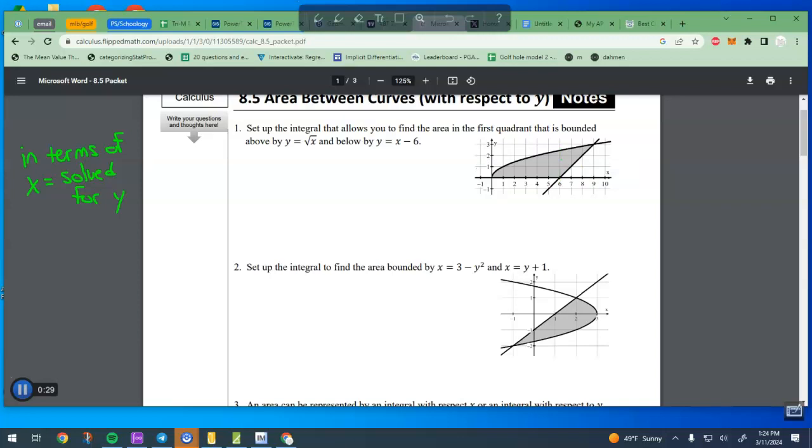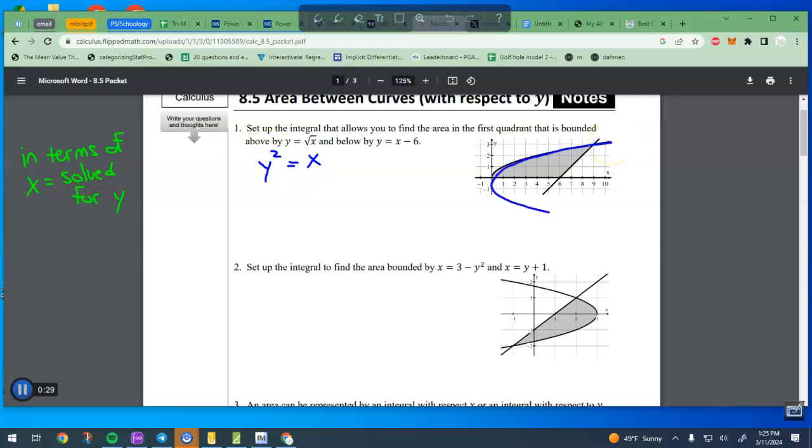So in terms of y is the opposite of this. So we have to solve for x. We're going to look at everything sideways. Instead of top minus bottom, we're going to go right minus left. When you're looking sideways, things are in terms of y. So this is going to be x equals y squared.